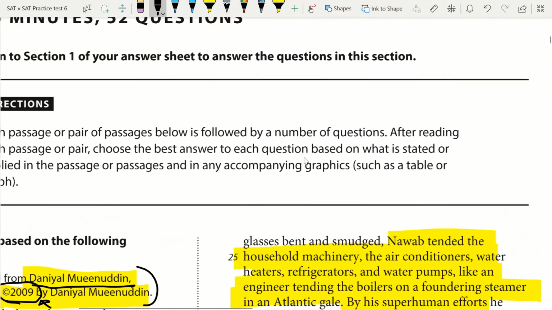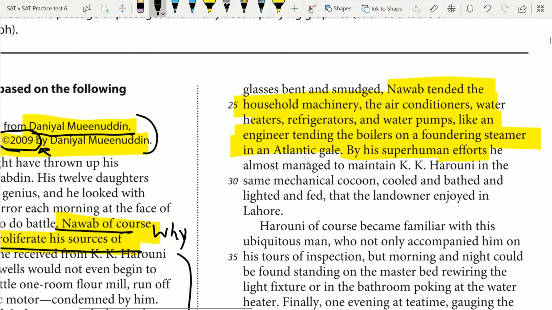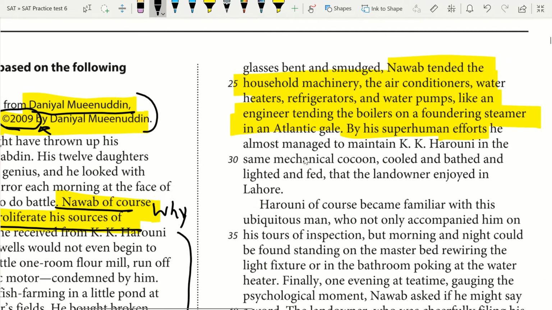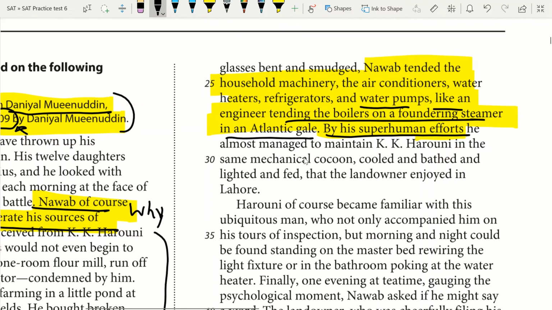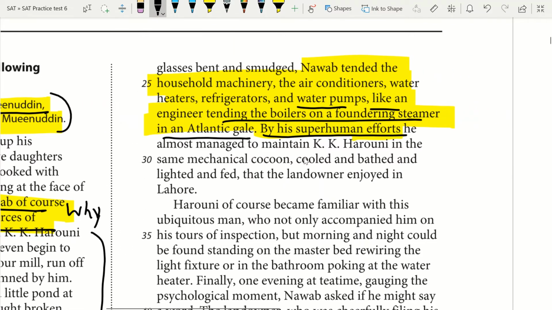Okay, the next thing. We have "Nawab tended the household machinery, the air conditioners, water heaters, refrigerators, and water pumps, like an engineer tending the boilers of a foundering steamer in an Atlantic gale." And then we have "by his superhuman efforts." This is really describing how hard Nawab works, right? How hard he works.